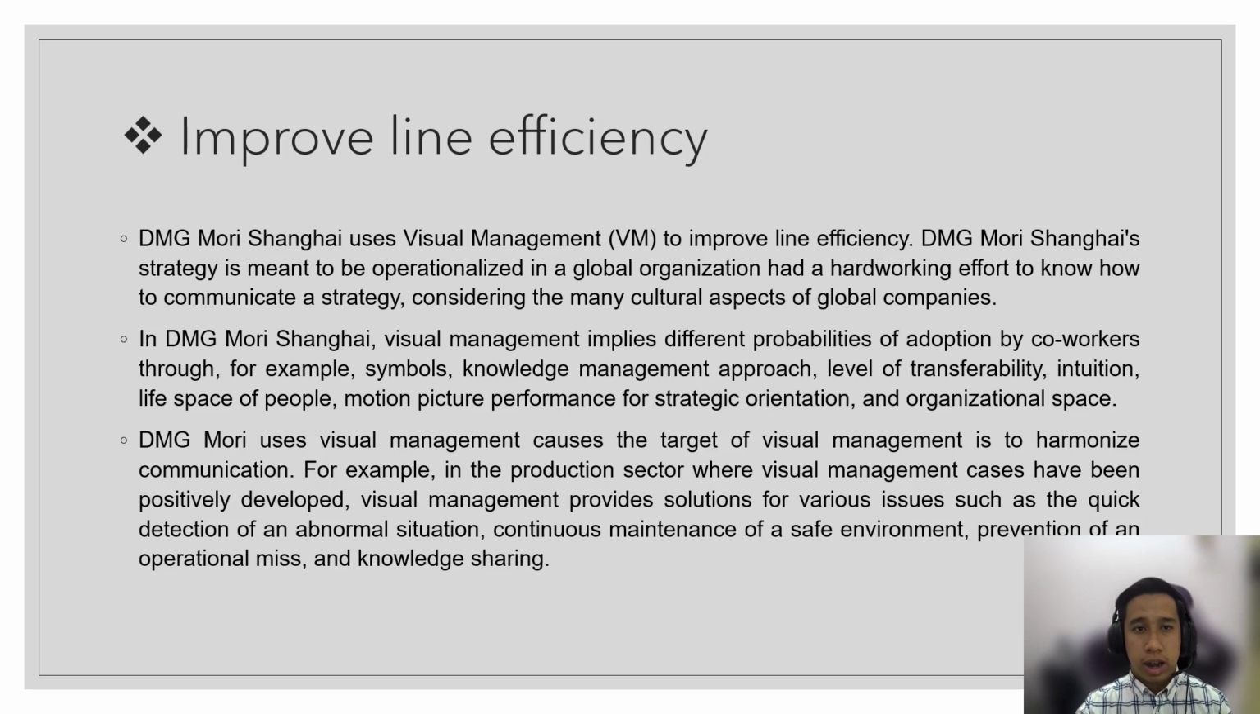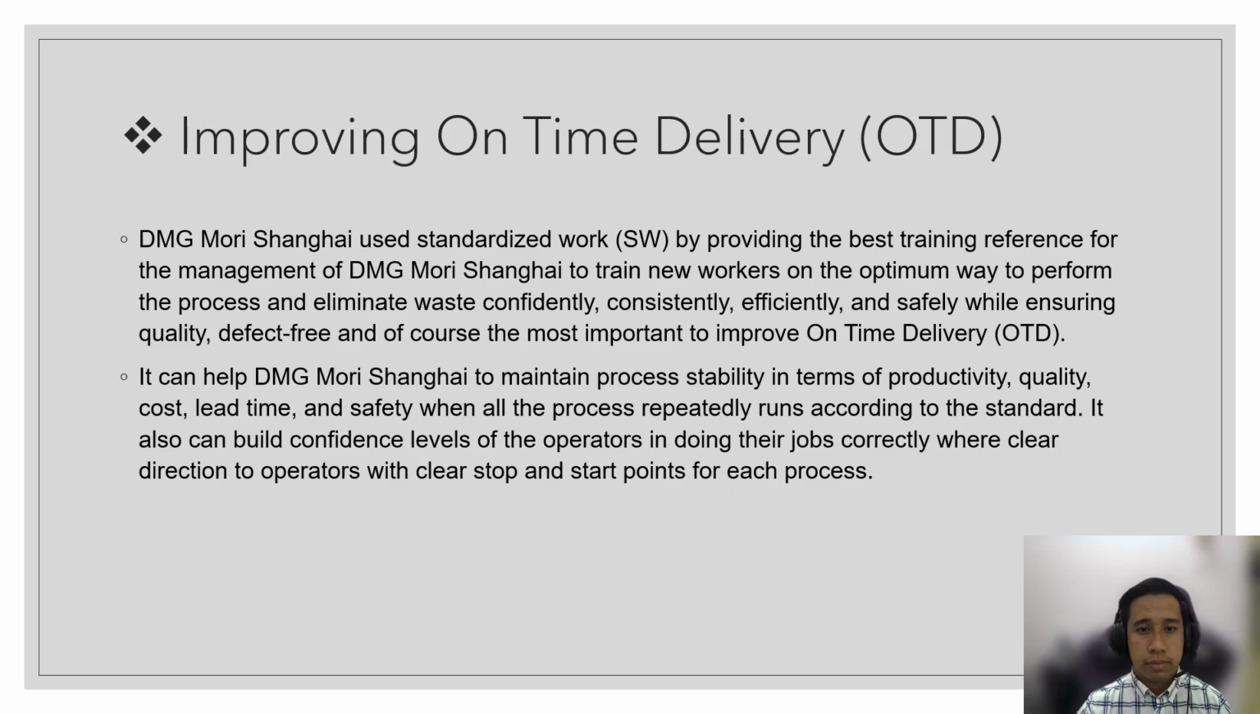The DMG Mori Shanghai uses visual management. The target of visual management is to harmonize communication. For example, in the production sector where visual management cases have been positively developed, visual management provides solutions for various issues such as the quick detection of an abnormal situation, continuous maintenance of a safe environment, prevention of an operational miss, and knowledge sharing.